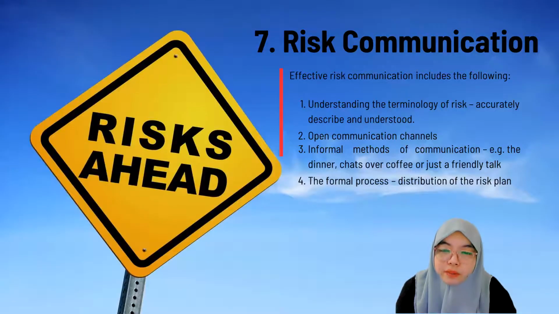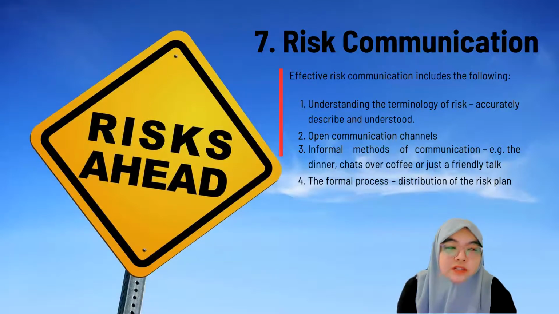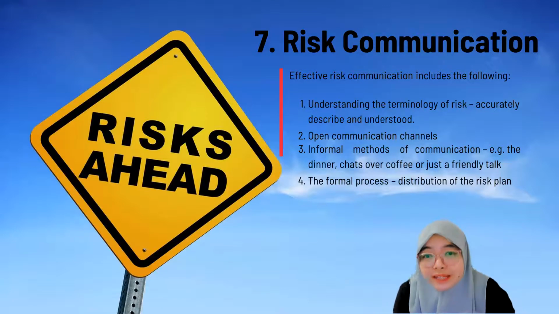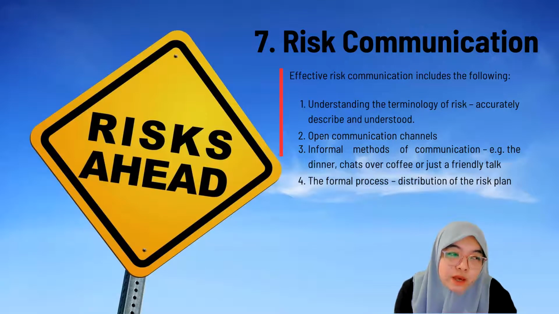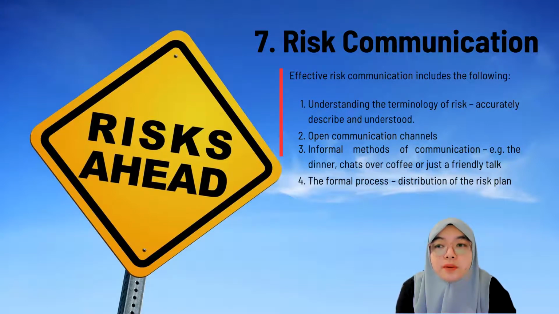Next, risk communication. Effective risk communication includes the following, meaning you need to have effective and very good communication with everyone. Number one, understanding the terminology of risk: accurately describe and understand what risk is, how this risk happens, why it happens, and what measures we are going to take to overcome it. That's why you need to always communicate. Number two, open communication channel. You need to have a discussion and brainstorm with everyone. Number three, informal methods of communication, meaning having dinners, a chat over coffee, or just a friendly talk. So you need not only formal, but also informal methods of communication.